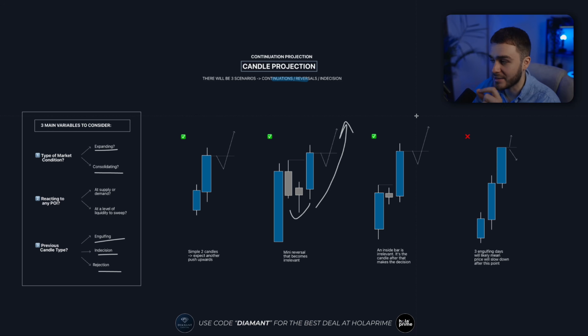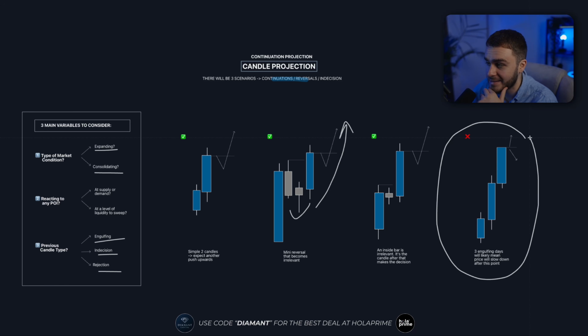Now, I will say this, when you've got 3 daily candles preceding one another, this is typically where we're going to get a slowdown in price. And the reason why is because price does not move so aggressively all the time. Now, think about it.